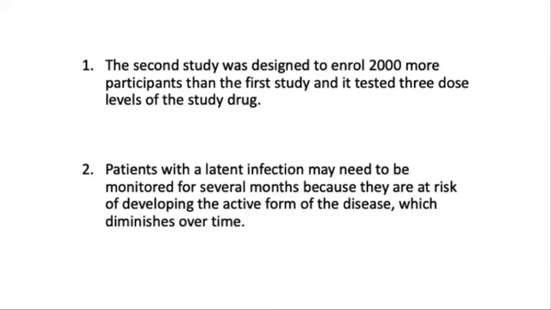Take a look at the following sentences and try to figure out what goes wrong. The second study was designed to enroll 2,000 more participants than the first study, and it tested 3 dose levels of the study drug. And the second sentence? Patients with a latent infection may need to be monitored for several months because they are at risk of developing the active form of the disease, which diminishes over time. Pause the video for a minute and try to identify the flaws.